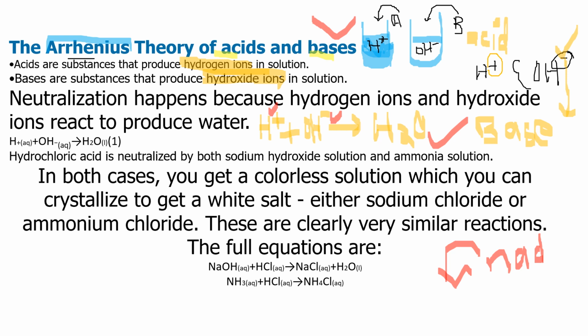Apart from that, hydrochloric acid is neutralized by both sodium hydroxide and ammonia solution. Now that's a different thing because there are different solvents. It doesn't depend on which solvent you are using, but this theory is only applicable for solvents. In case of both, you get a colorless solution which you can crystallize to get a white salt, either sodium chloride or ammonium chloride. These are clearly very similar reactions. The full equations are here.